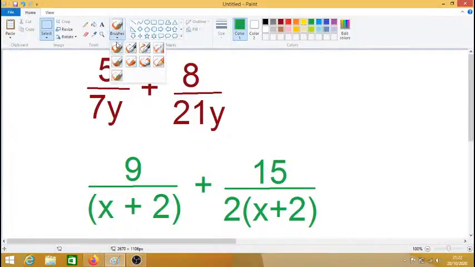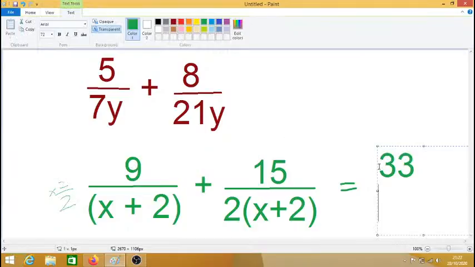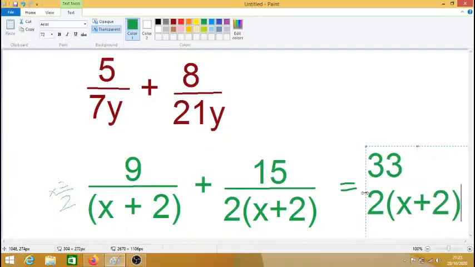Okay, perfect on the second one. Well done to Aisha. 33 is the correct answer at the top. Just to explain how you do that, the denominator here is x plus 2. We need it to be 2 times x plus 2. So we're just going to multiply this fraction by 2 over 2. And that means we're going to have 18 at the top. Add the 15 makes 33. And the denominator will be 2 times x plus 2.